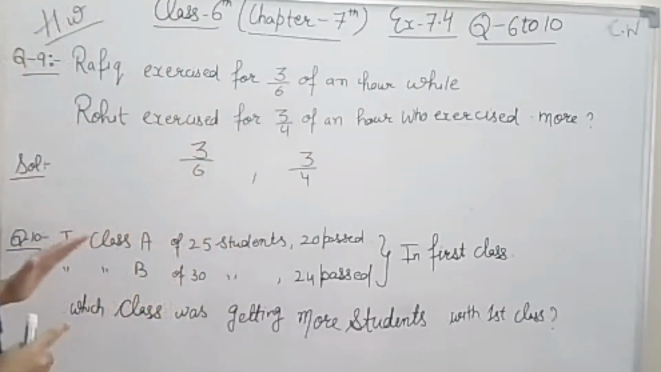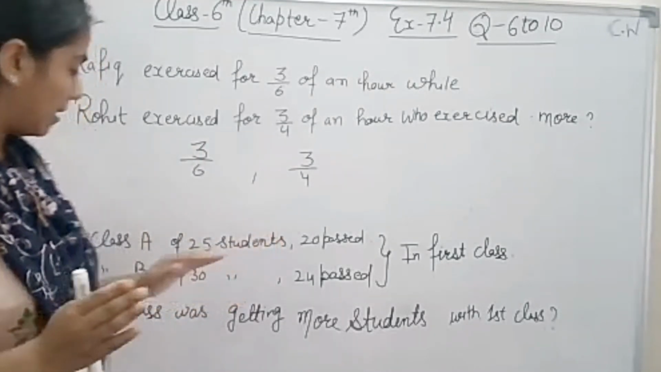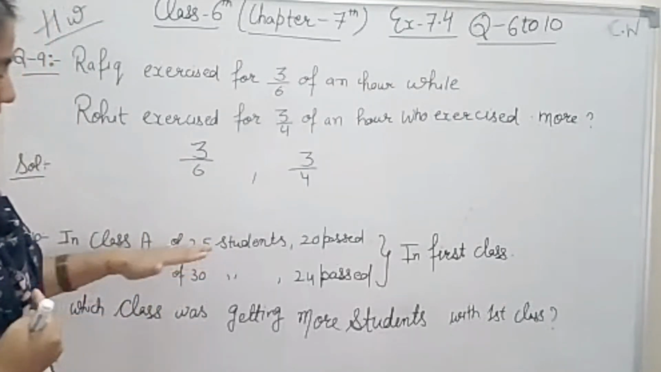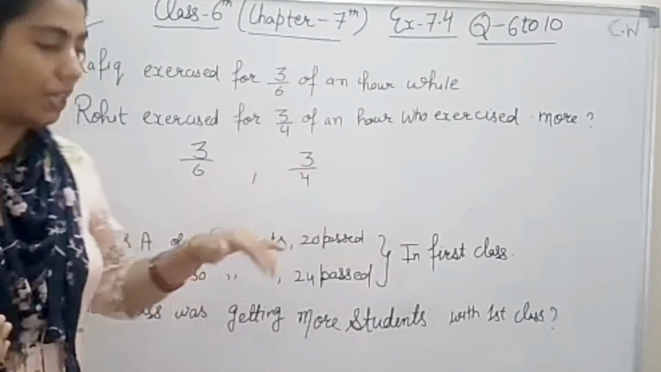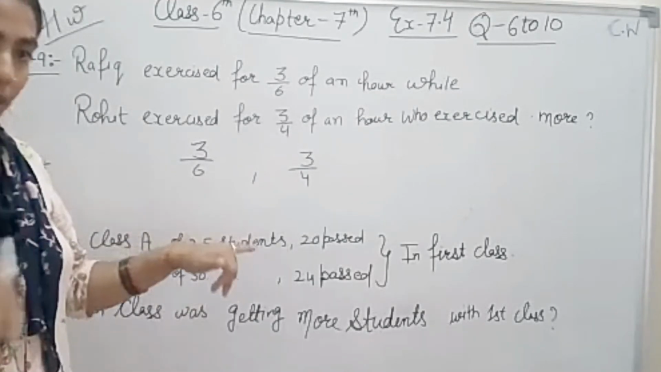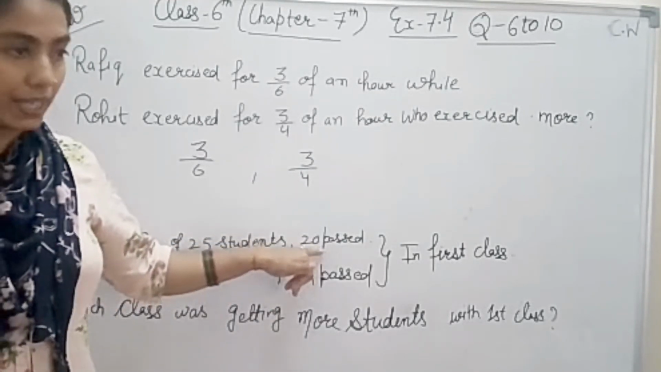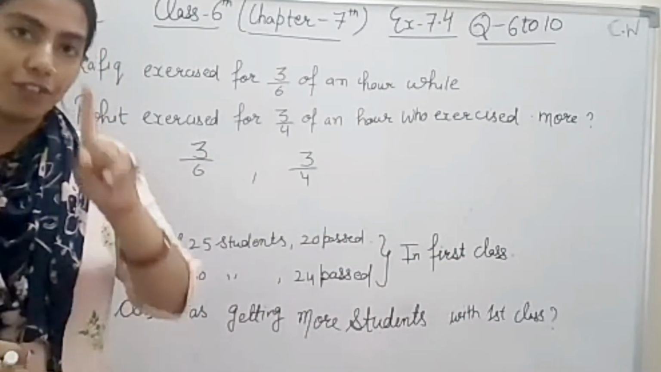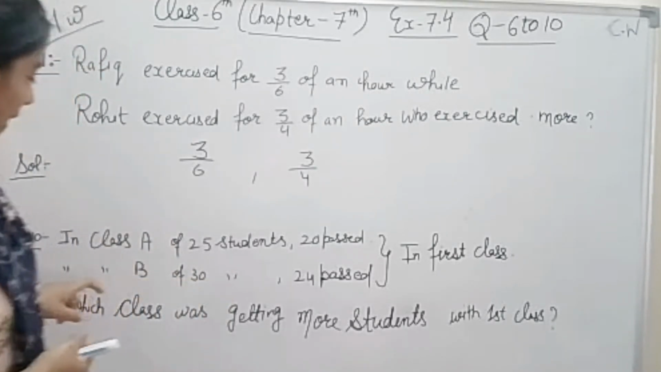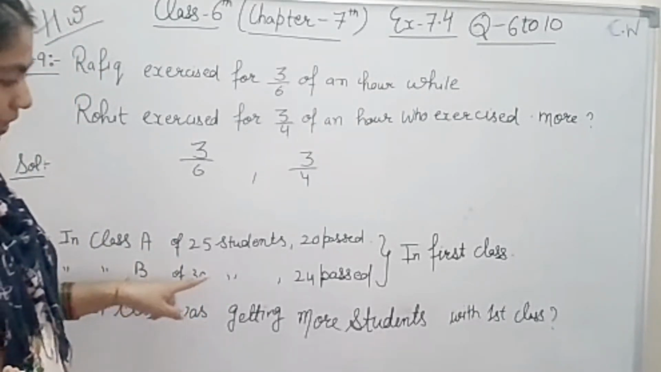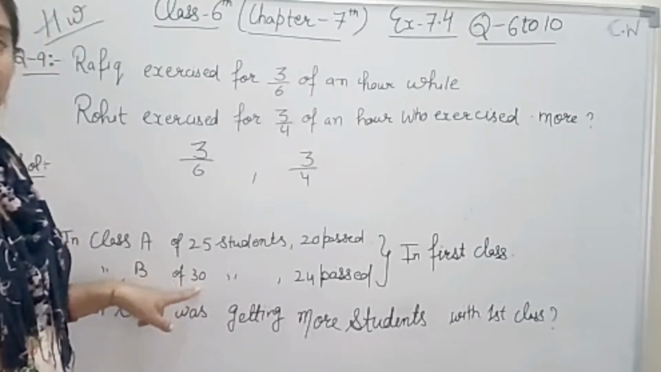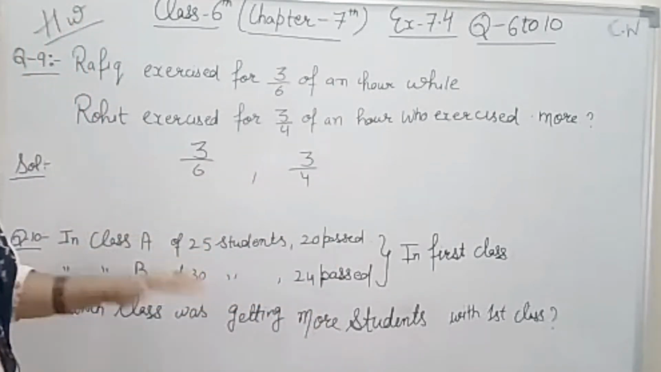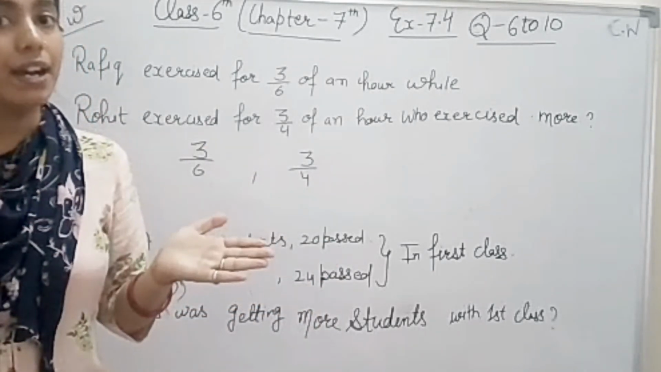Okay. Now coming to our question number 10, the last question of this exercise. In class A, means section A, suppose. In section A of 25 students, 20 pass. Means total number of students are 25. And out of 25, how many have passed? 20, in first class, means first division, or first position you can say. And in class B, section B of 30 students, how many have passed in first class? 24. First of all, you will write both class A and class B as a fraction.